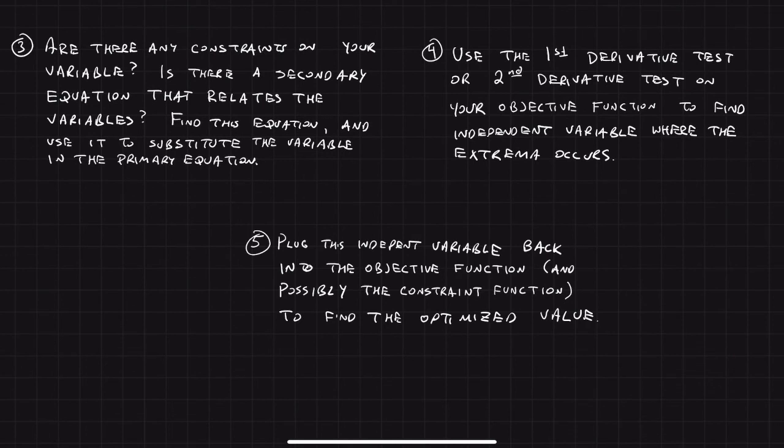And then finally, step 5, plug the independent variable back into the objective function, or possibly into the constraint function to find the optimized value. Be sure to carefully read what the question is asking you and to provide those answers. Sometimes the critical value that was the maximum or the minimum, that's all that's needed to answer the problem. Sometimes you have to plug that value back in to actually find the maximum or the minimum y value. Or sometimes you have to plug your critical value back into the constraint function to find another dimensional value.